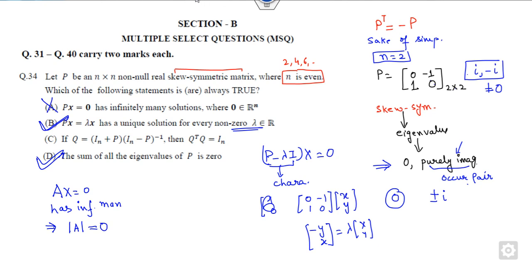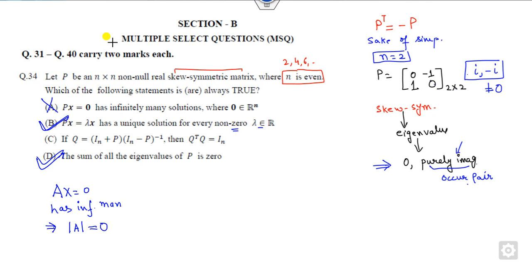Look at this third part, that is, if I clear this screen for you. Now, if I consider this example again, what is I plus P? I plus P is nothing but [1, 1; -1, 1], and I minus P is [1, -1; 1, 1], to the inverse. Now if I multiply this here, what is the inverse of this? You can find that the determinant is 2, and the cofactors give plus 1, minus 1.